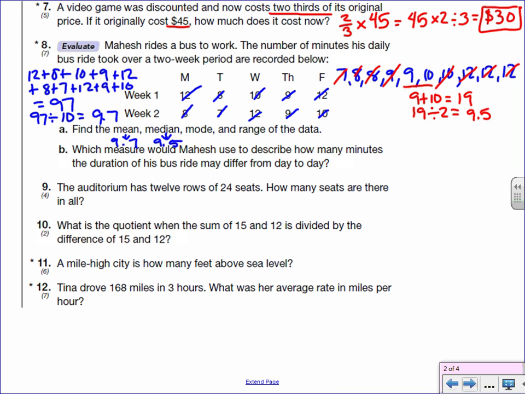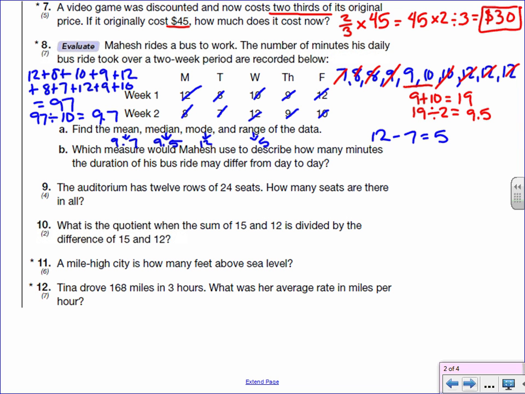The mode is the number that occurs the most. So I have more 12s than anything. And then the range is the biggest number, which is 12, minus the smallest number, which is 7. So the range is 5.